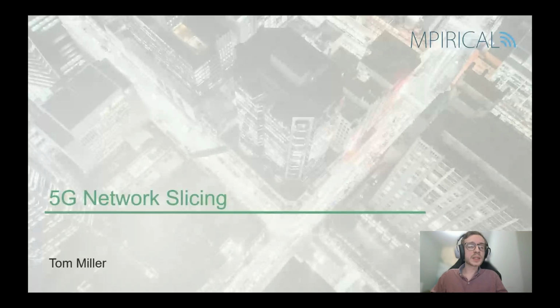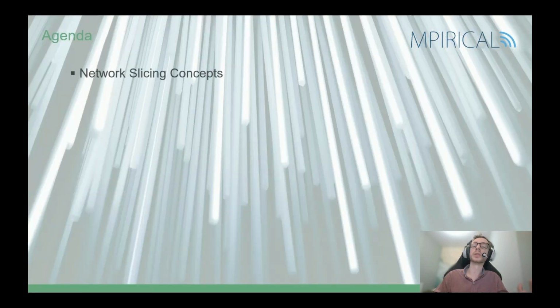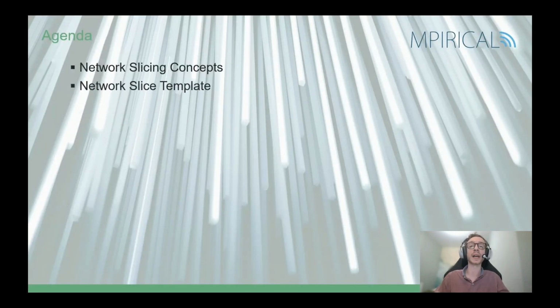Okay, so let's start on the PowerPoint. So obviously today we're going to be doing a webinar on 5G network slicing, and our agenda is we're going to be looking at network slicing concepts generally. We're also going to be looking at the network slice template and how the attributes of that can support network slicing. We need to take into account network slice architectural considerations as well. So we're going to be looking at functions that exist within the core that can be utilized to support network slicing and network slicing specific functions as well.